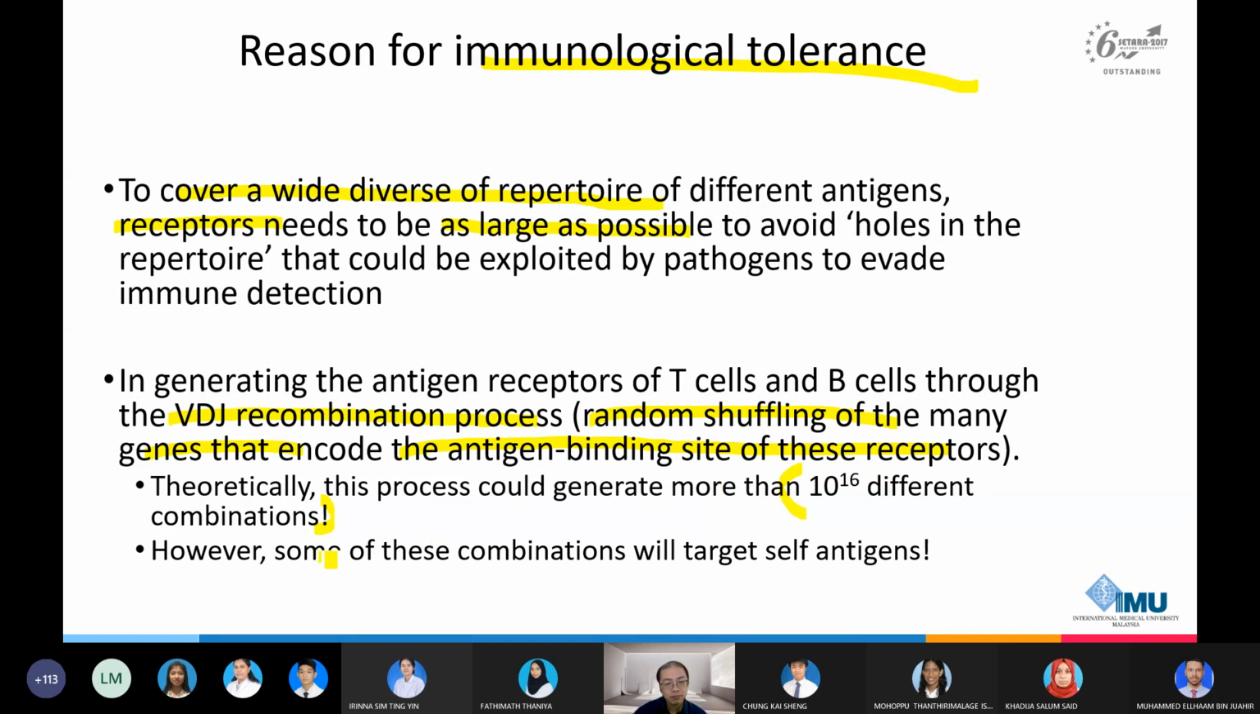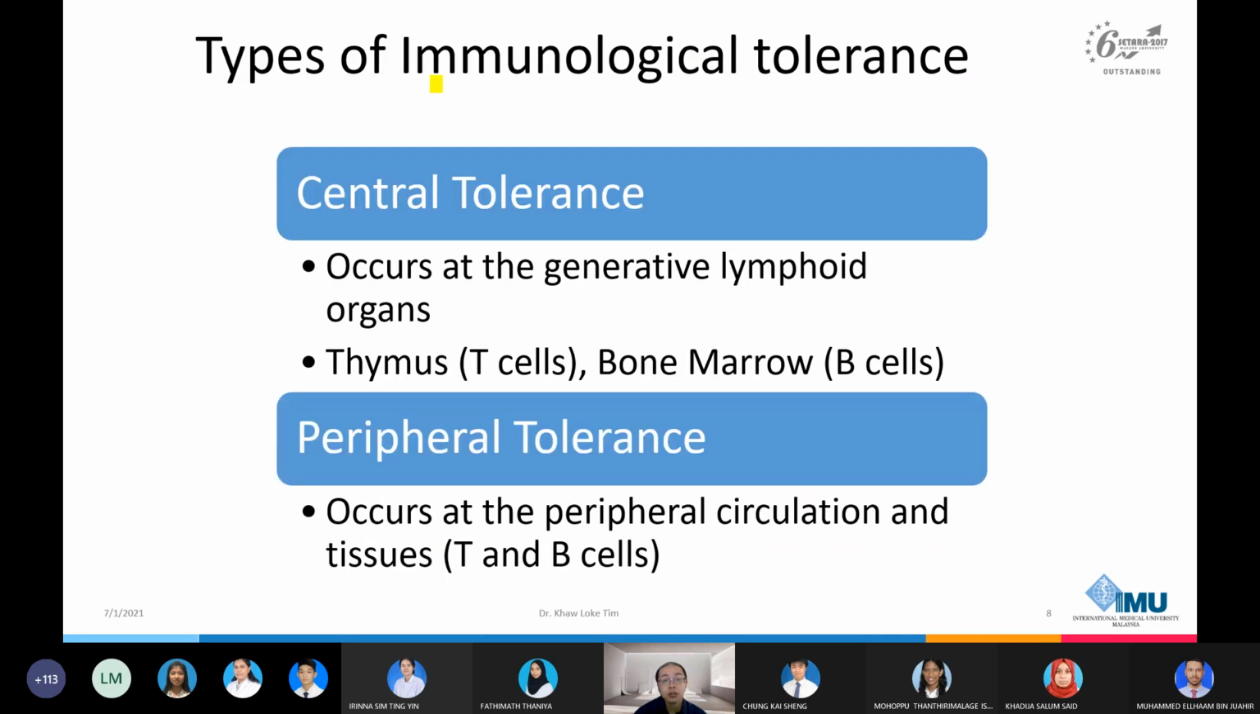So about 1 trillion different combinations. However, just like anything, you always have errors, and some of these combinations will target self-antigens. To deal with this, we have central tolerance and peripheral tolerance. Central tolerance, as the name implies, occurs at the generative lymphoid organs, the thymus and the bone marrow. Peripheral tolerance occurs in the peripheral circulation, normally.